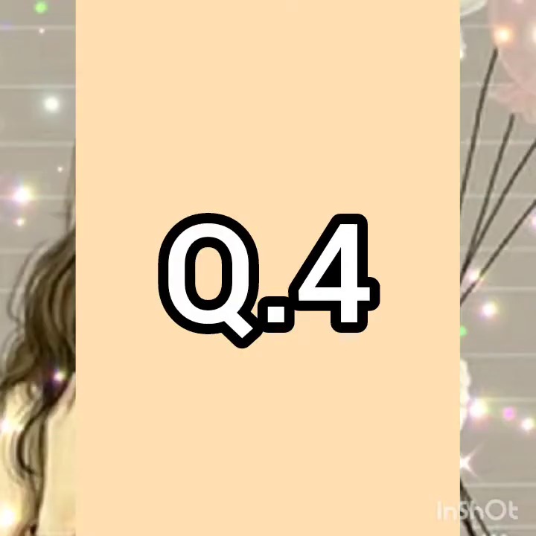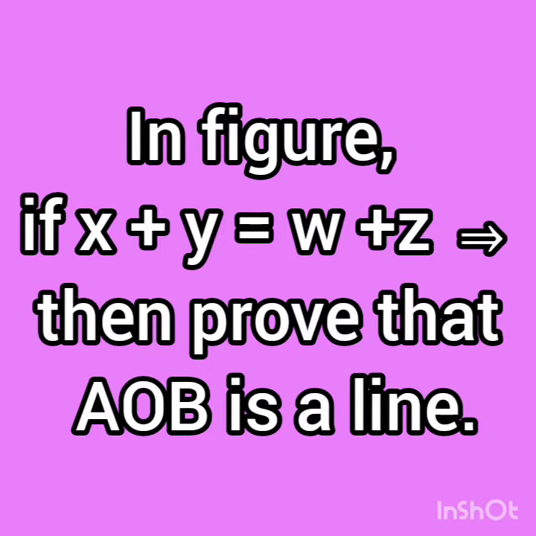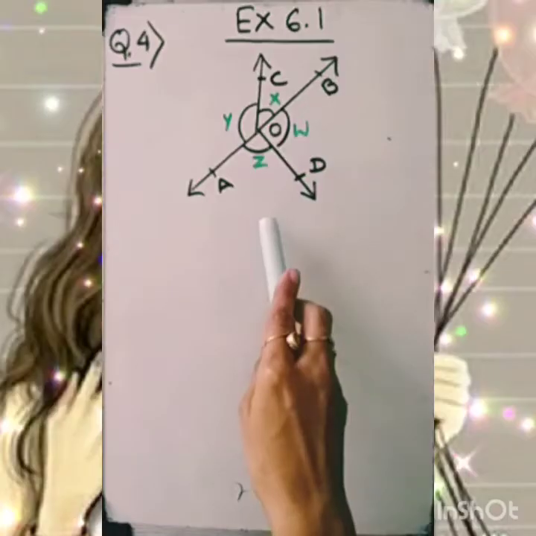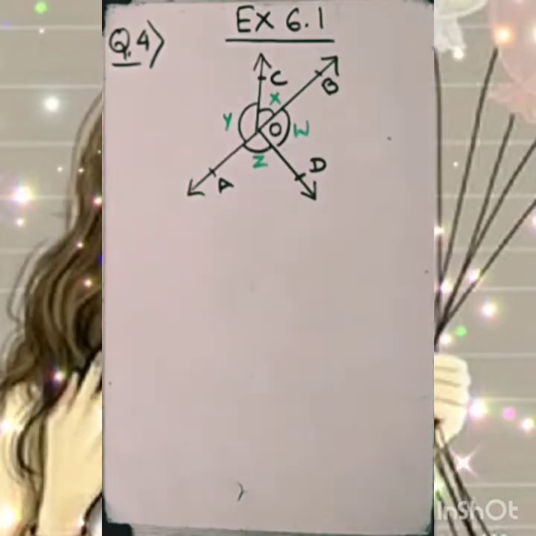My dear student, here is exercise 6.1. Question number 4 is on your screen. In the figure, if x plus y equals w plus z, then prove that AOB is a line. Dear student, here you can find one figure that is given in the book itself.